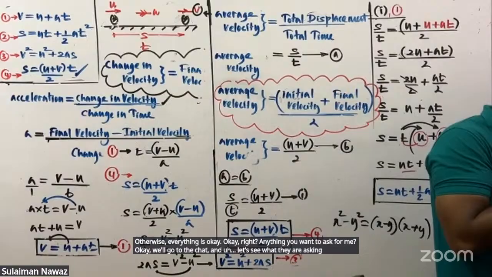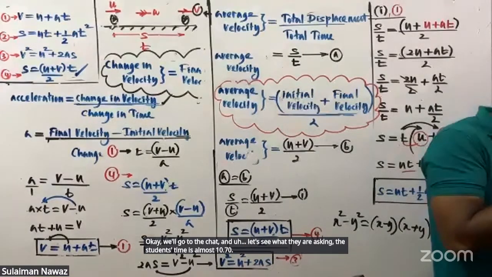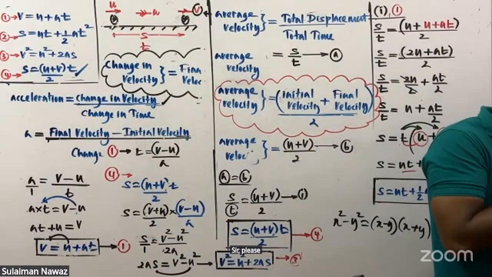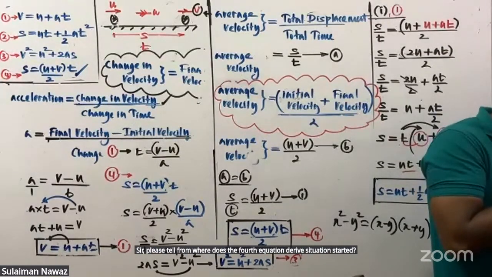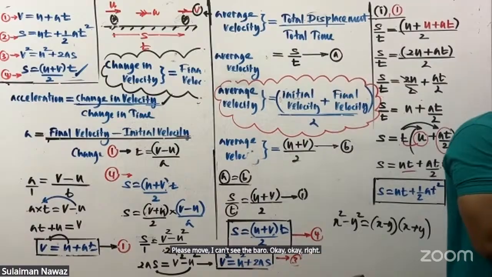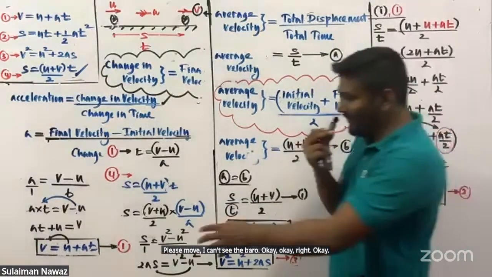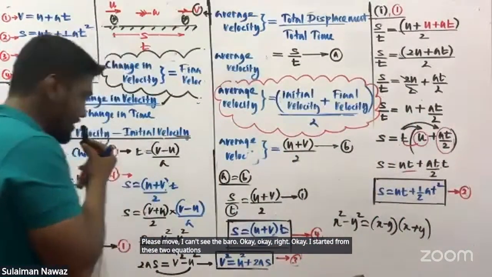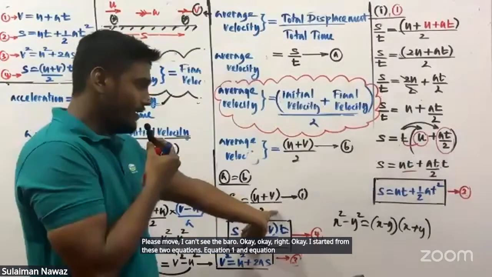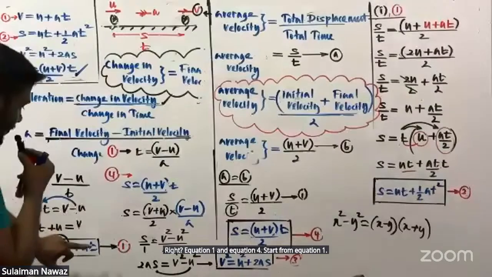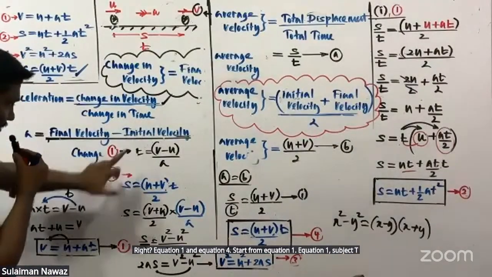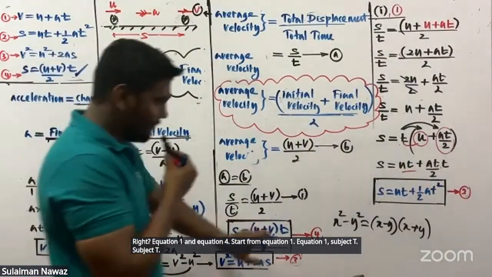Students, the time is almost 10:17. Please tell from where the fourth equation was derived. Okay, it started from these two equations, equation 1 and equation 4. Start from equation 1, make t the subject, and substitute in equation 4. Simple.